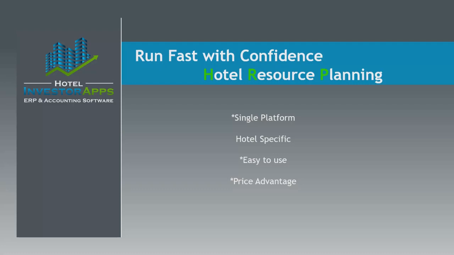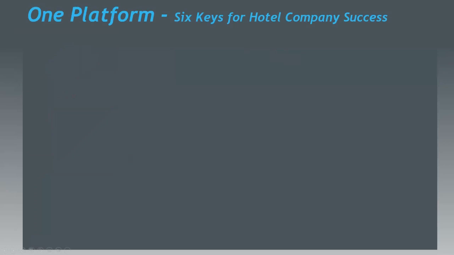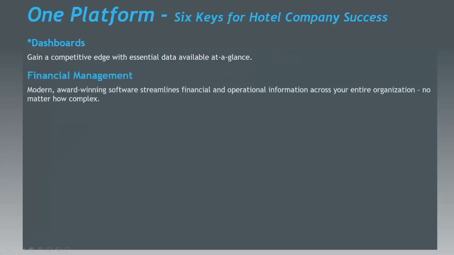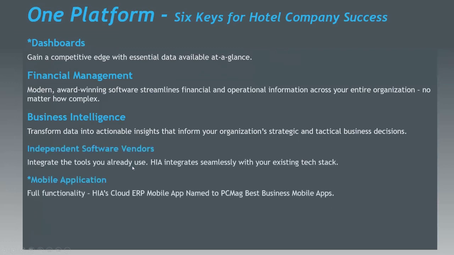HIA is a true ERP, enterprise resource planning software designed specifically for the hotel industry. We give you a single platform to run your whole business on, with secure access and control over who sees what information. There's 6 key areas that we're going to review today: dashboards, financial management, business intelligence, our independent software vendors, award-winning mobile application, and full communication throughout the platform.